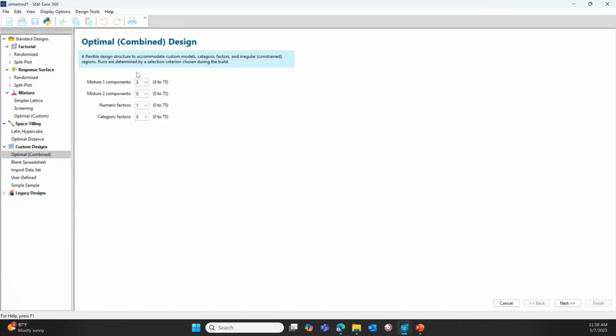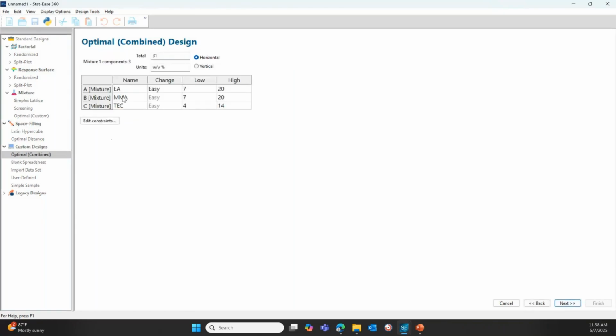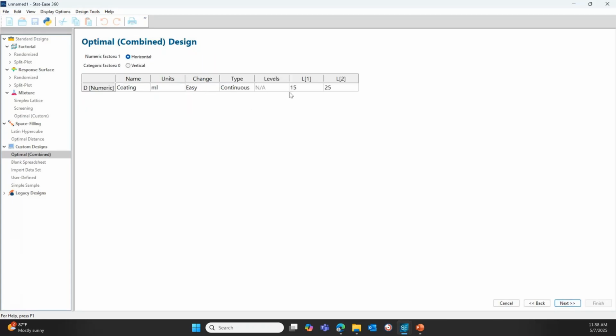I digress. Let's go back to this case study. So we have 3 mixture components and 1 numeric. Here's the mixture. It's going to total 31 weight percent. The balance of the mixture will be held constant. We have the 3 ingredients, and they'll all be varied somewhere in that range. We will come to the coating. We said we're going to use between 15 and 25 milliliters injected into the lab coater.